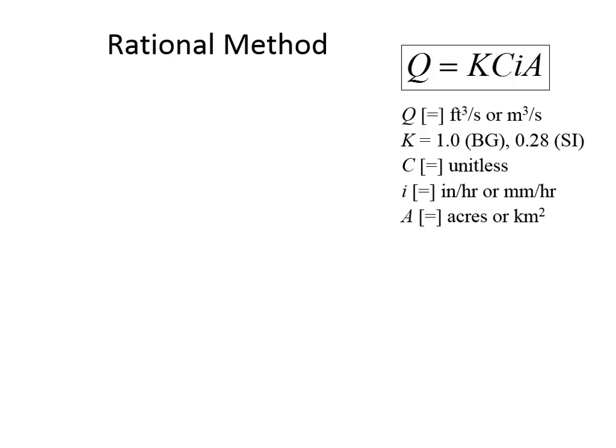So the rational method is Q equals K C I A, and the K often is not referred to. If you look in various hydrology texts, usually they won't even bother saying K because it's just sort of a constant that you use for converting the units. But basically what it says is, if you look at it, the units are a little bit strange.